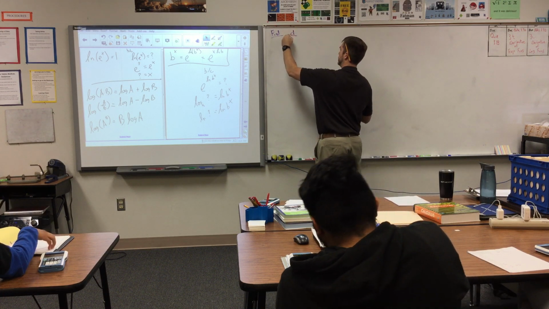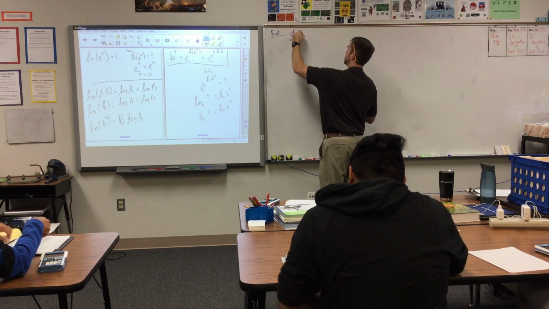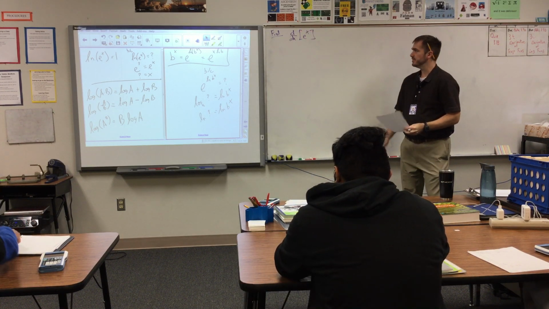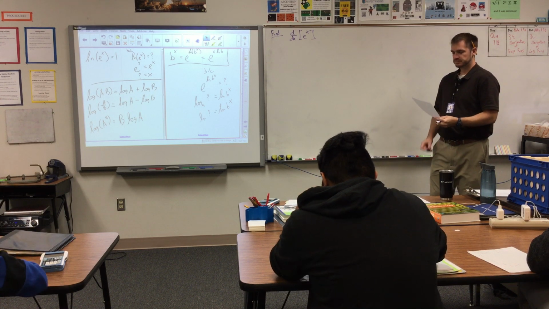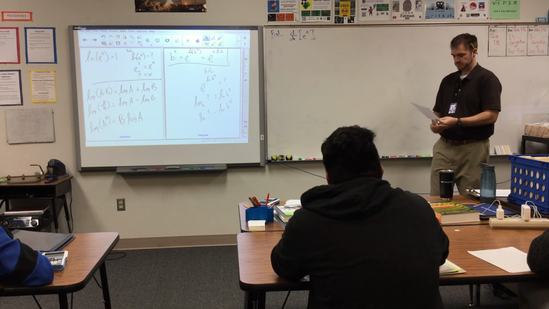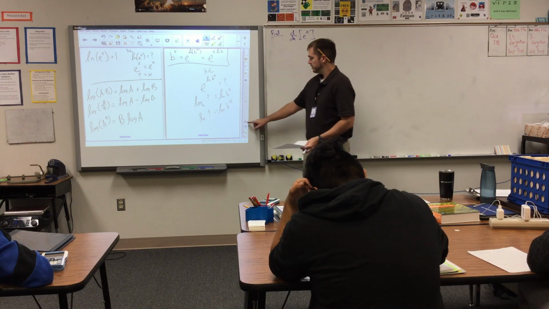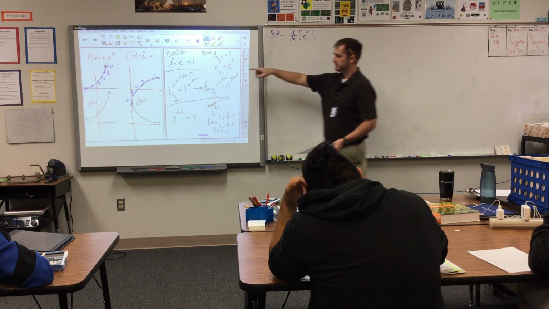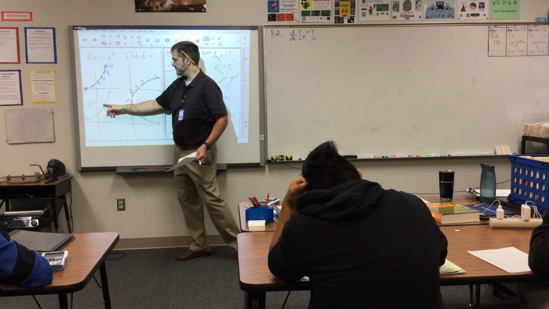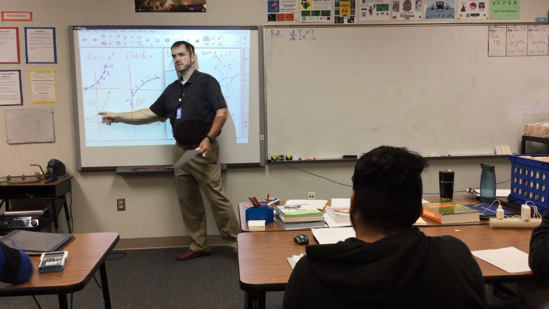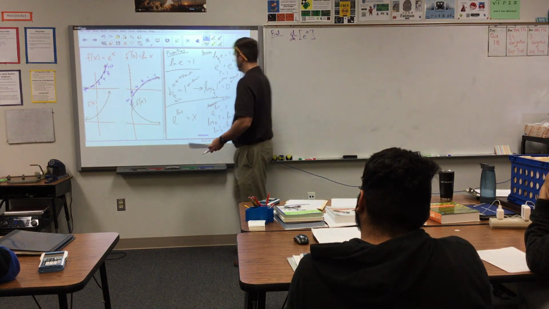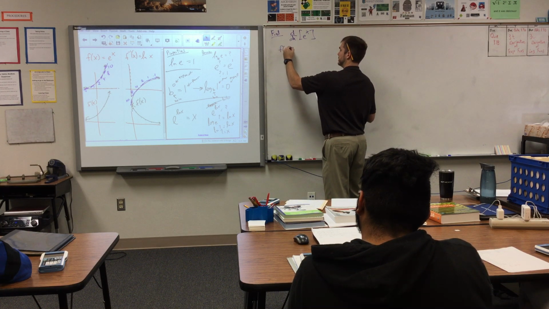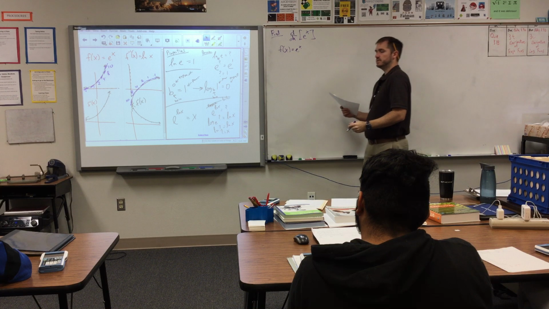Find the derivative of e to the x. Now, we already have an idea about what the derivative of e to the x is going to look like, because we saw that the shape is going to look something kind of like this. So let's go ahead and play the game. Here we go. f of x equals e to the x.